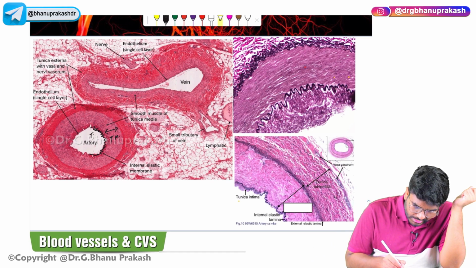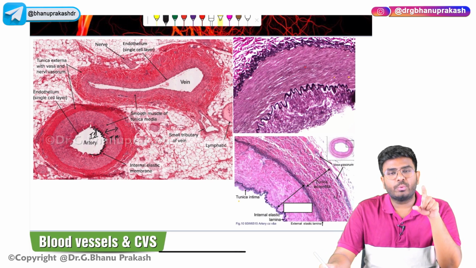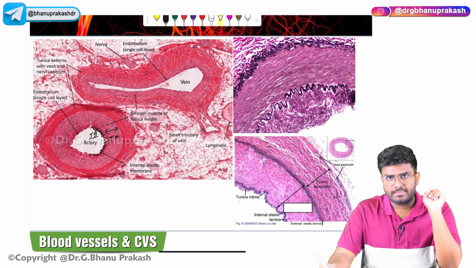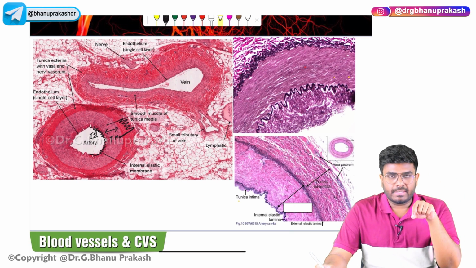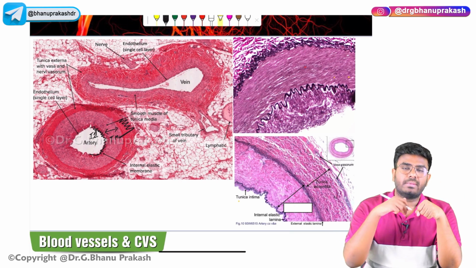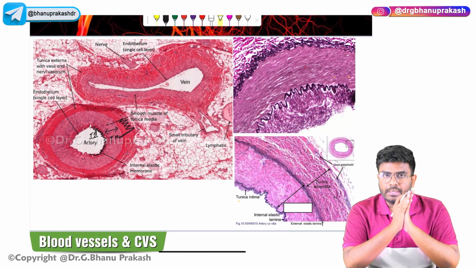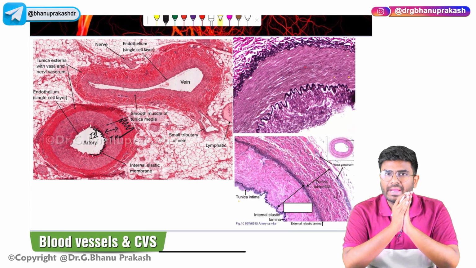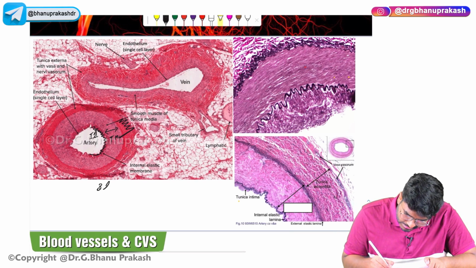The first layer is called the tunica intima, made up of the endothelium, and the second layer is called the tunica media, which is made up of the smooth muscles. And the last layer, the outermost layer of a blood vessel, is called the tunica adventitia. So tunica intima, tunica media, and tunica adventitia. Let me write it down over here. How many layers are there in a blood vessel? 3 layers. What are they?